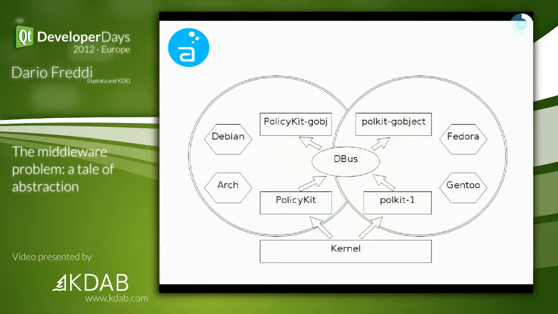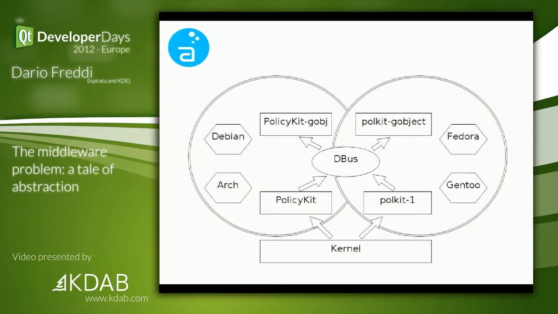And the solution is a child of this problem. So we have the Linux kernel. I intentionally simplified this problem to the Linux part because, as you see, it's already quite hard. And from the Linux kernel, we have two different middlewares. The first one is PolicyKit. The second one is Polkit1.